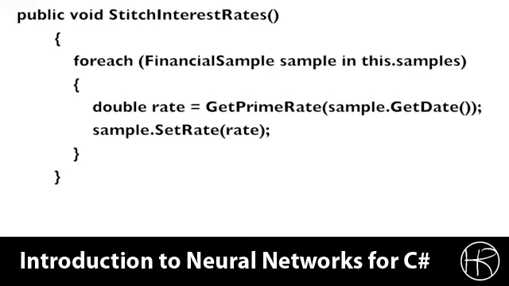We loop over all of the financial sample data classes and we obtain the rate for the date corresponding to it. The get prime rate simply looks through all of the interest rates and finds the correct interest rate that corresponds to the date that we passed in. This loop will continue through all of the samples that we have for the S&P 500, and it will fill in the needed rate field for each of these. Once this is done, we have a complete set of financial samples.